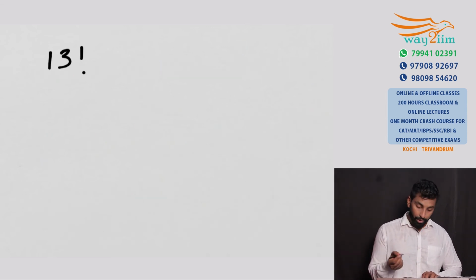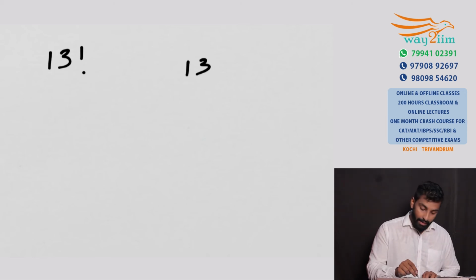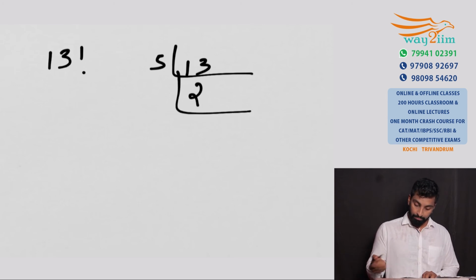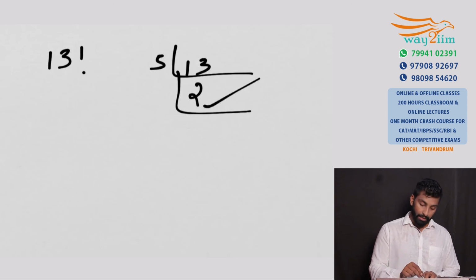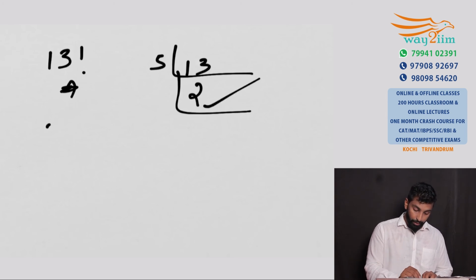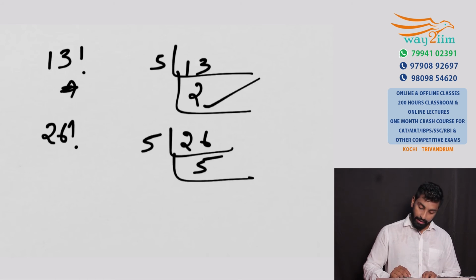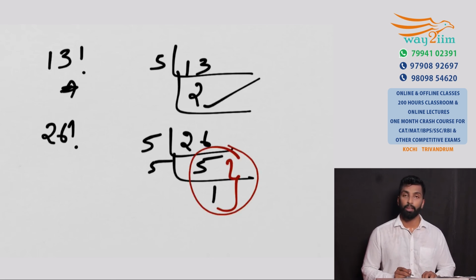Okay, let me ask you a question. How many zeros are there in 13 factorial? You will see how many 10s are there. Effectively it is how many 5s are there, right? So I'll see how many 5s are there. I'll get two 5s, that means I have 2 zeros in 13 factorial. Now what about 26 factorial? I'll do 26 divided by 5, I'll get 5. I can divide it again, so 1. So 6 zeros are there.